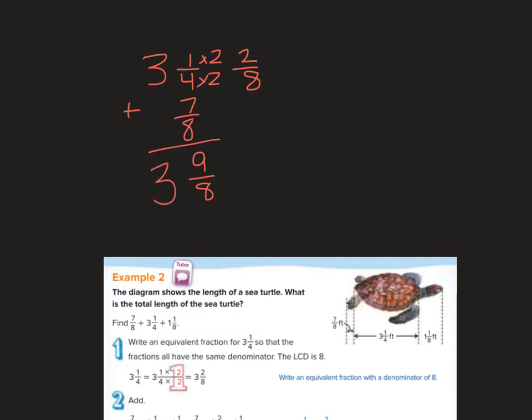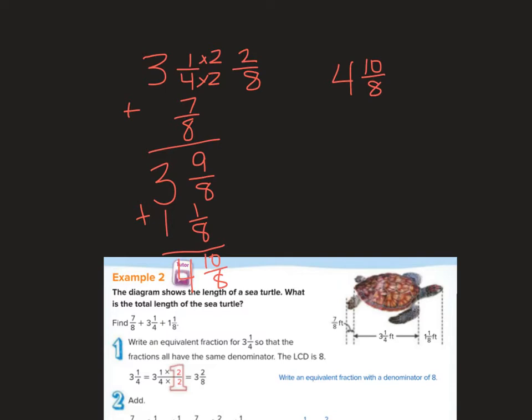Okay, and I'm going to keep going. I'm going to add my 1 1/8. Just because I know we are all like, hey, that's an improper fraction. Or at least I hope you guys are that way. So anyways, when I add 9/8 plus 1/8, I get 10/8. 3 plus 1 is 4. Okay, so let's look at that. 4 and 10/8.